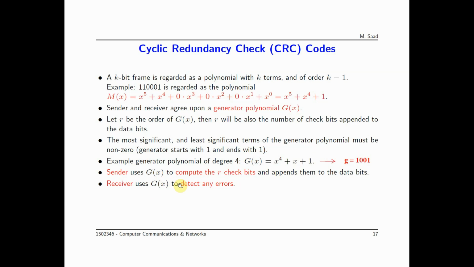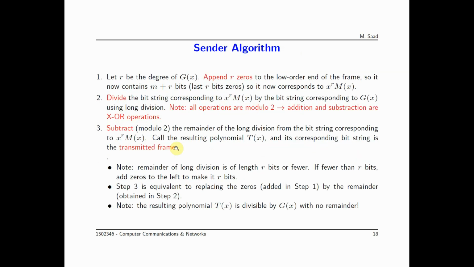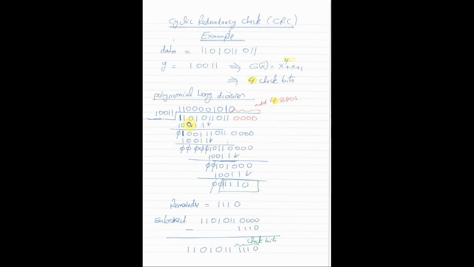Now, in the following example, I will show you how this works. I think the best way to explain how it works is by using an example right away. In this example, assume we are at the sender side. So I'm the sender and I have some data that I wish to send to a receiver, and that data consists of 1101011011.